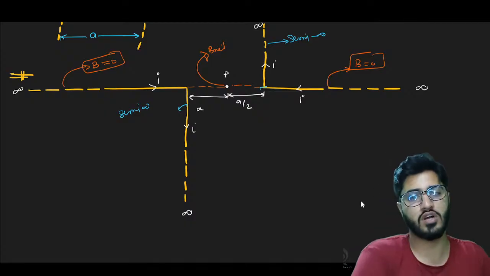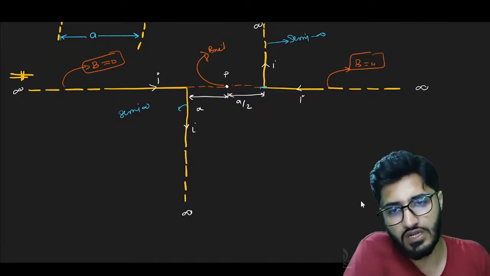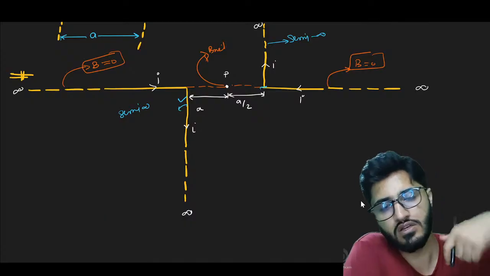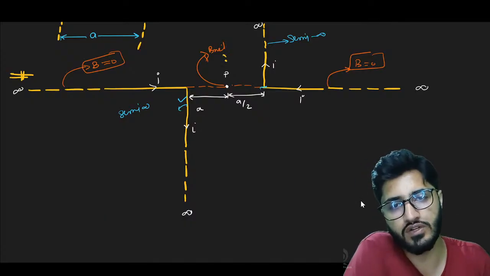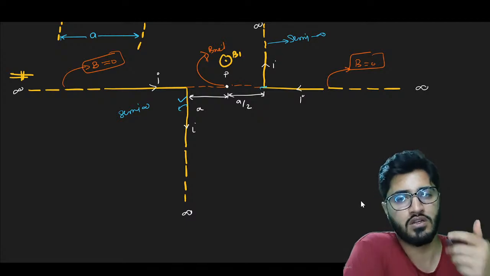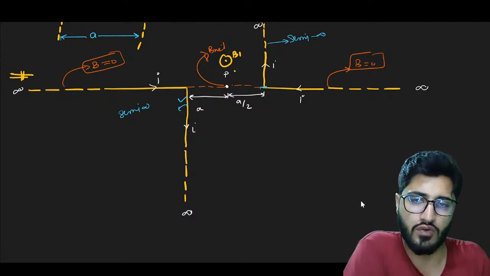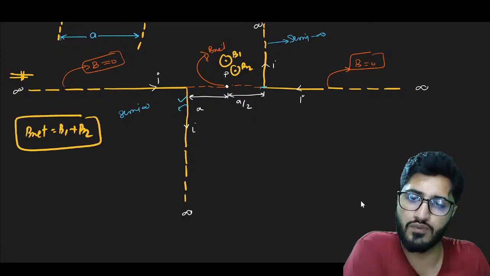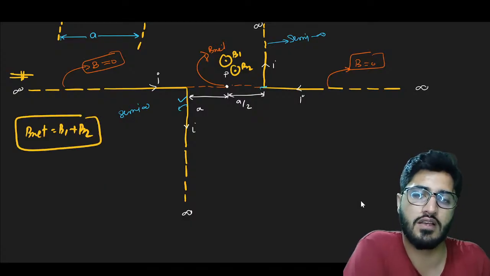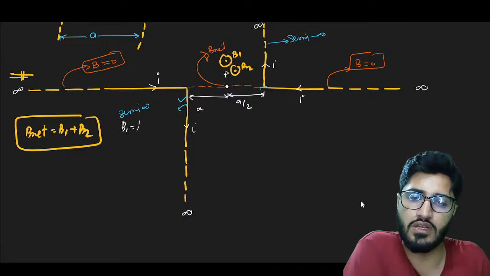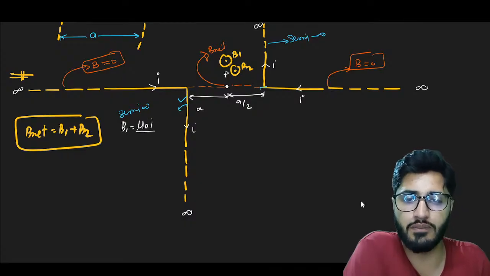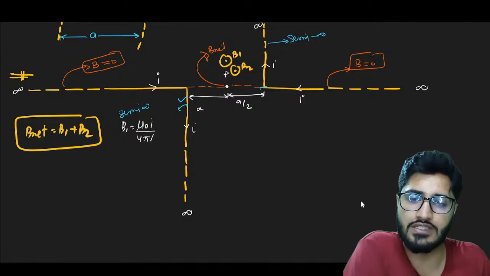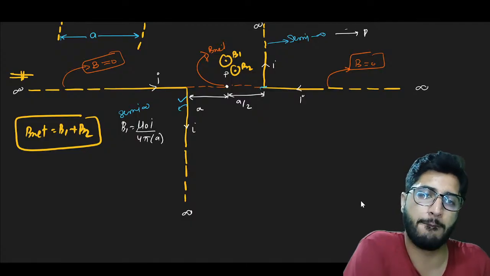Look, if we talk about direction now, due to this one it will be outwards. So I will write it outwards here, dot, B1. Due to this one, B2 is also outwards. So my B net would be B1 plus B2. What is B1? B1 would be mu naught I divided by 4 pi d. What is d? d is a. B2 will be mu naught I divided by 4 pi a, where the distance is a by 2.